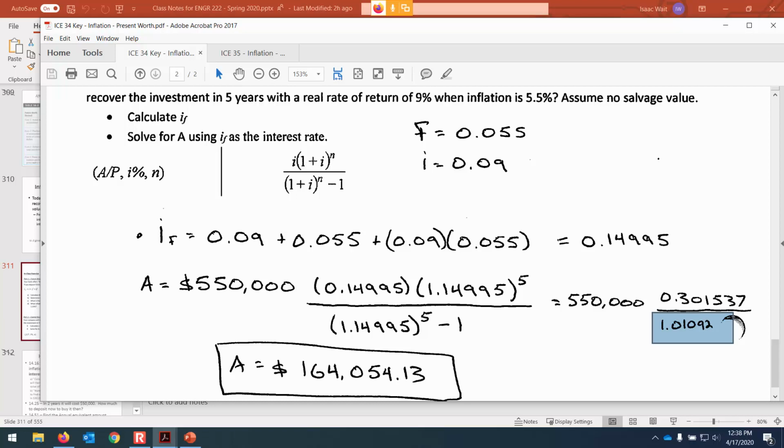Any questions about how to do this one, this second part of the in-class exercise?